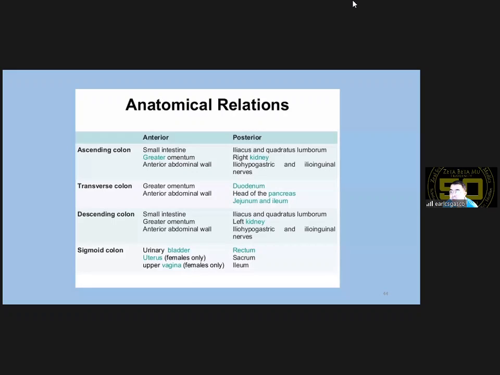ilioinguinal and iliohypogastric nerves. And finally, for the sigmoid colon, anterior to the sigmoid colon, you will see the urinary bladder, the uterus, and the upper vagina in females. And posterior to the sigmoid colon, you will see the rectum and the sacral bone and a part of the ileum.